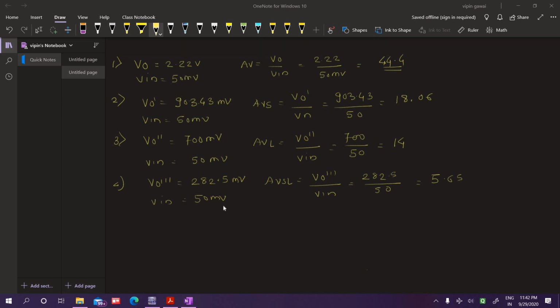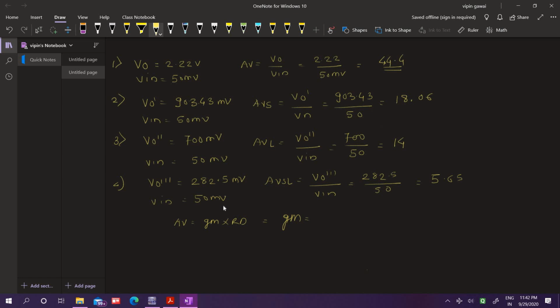Now as we got the values of AV, AVS, AVL and AVSL, now we'll calculate the other theoretical values with some formulas. So first we find the theoretical AV. So AV is equal to GM into RD. So we need to find first what is the value of GM.